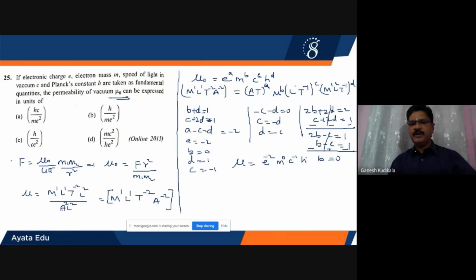And h to the power of d is 1 only. So therefore here the mu value will be equal to h by e square c. Therefore it should be option C.